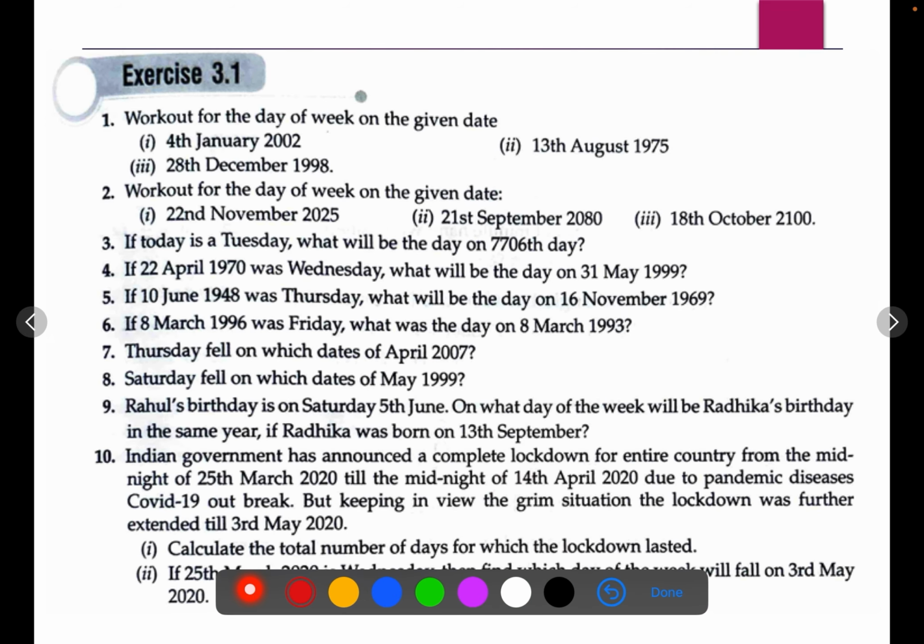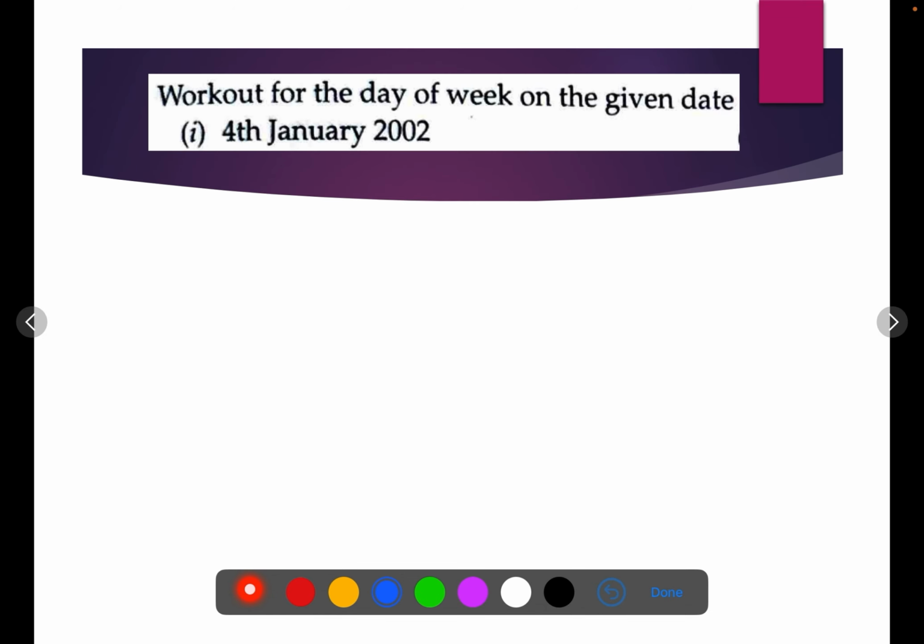Now, there are 10 different questions which are based on this topic. We will do few questions out of it. Rest you can do as practice. The answer key is shared in the last slide. You can cross check your answers once you learn this. So we are starting with the very first question.